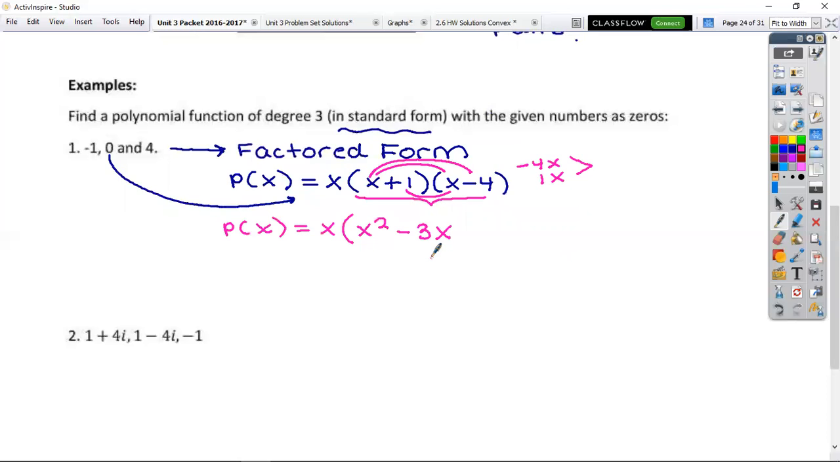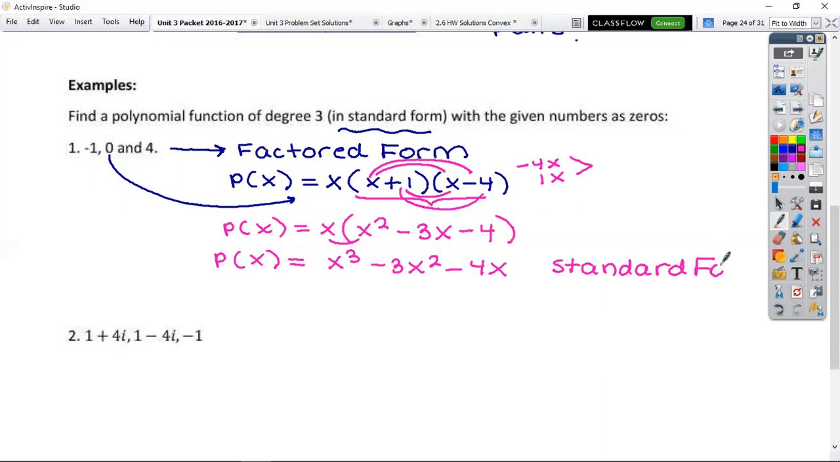And then lastly, I do 1 times the negative 4, which gets me minus 4. Almost done. The last thing you're going to do is take this and distribute it through. So my answer in standard form is p of x is equal to, so distribute, I get x cubed minus the 3x squared and minus the 4x. And again, this is what we call standard form. It just means you expand it up.